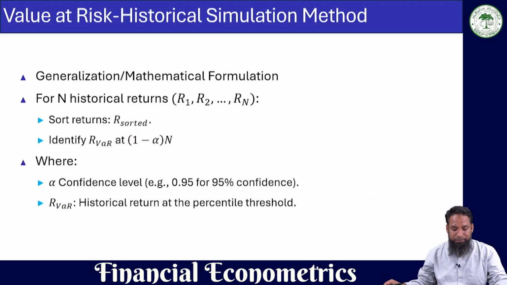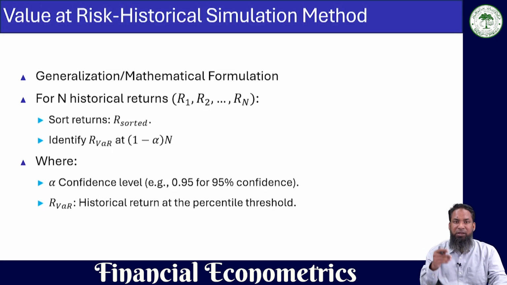Then next we can generalize this approach. Here we have taken a numerical specific case, so we can generalize. The generalized method is simply that we have n historical returns, R1, R2 up to Rn. Then we sort those returns in ascending order.